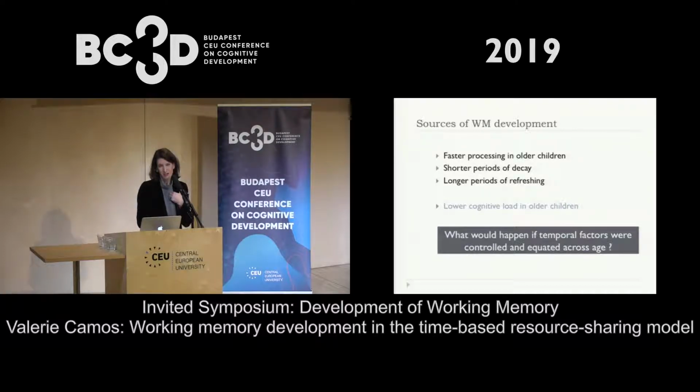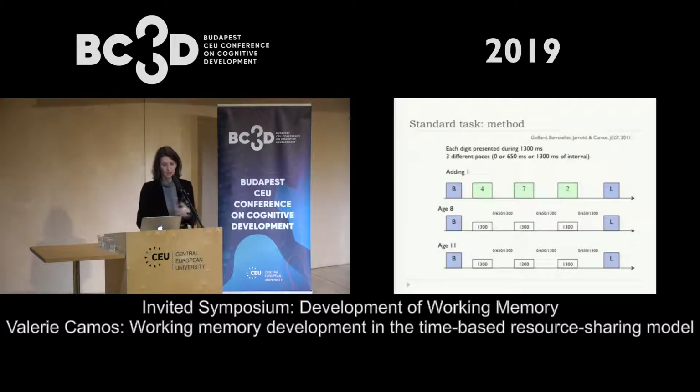But from our perspective, there is a straightforward prediction: the older kids are faster to process the information. So that means they will have shorter periods of decay because they process the information faster. And they will also benefit from longer periods of refreshing if you give them the exact same task. So what would happen if we were able, through manipulation of the task, to compare or control this time parameter?